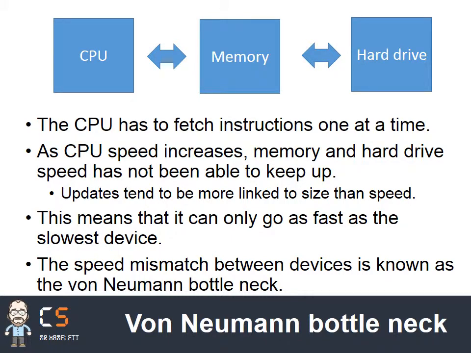So as the CPU speed increases, memory and hard drive speed doesn't really keep up in the same way. Especially hard drives are very limited on the bus more than anything else, and they tend to increase in size rather than speed. So we only go as fast as that slowest device. This is a key problem behind the von Neumann bottleneck: a mismatch between the slowest and fastest devices in the computer, and we call that the bottleneck.